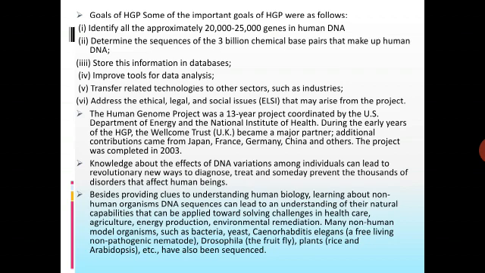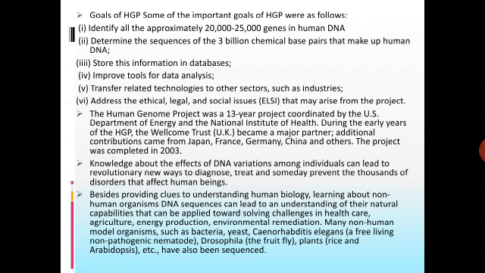The Human Genome Project was a 13-year project coordinated by the US Department of Energy and the National Institutes of Health. During the early years, the Wellcome Trust became a major partner. Additional contributions came from Japan, France, Germany, China and others. The project was completed in 2003. Knowledge about the effects of DNA variations among individuals can lead to revolutionary new ways to diagnose, treat and someday prevent the thousands of disorders that affect human beings.